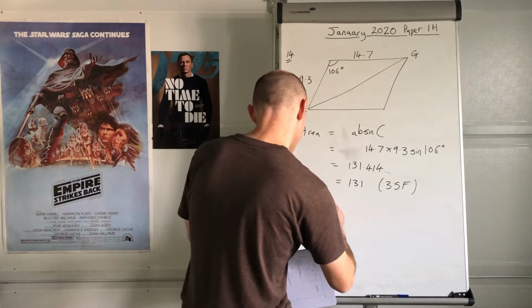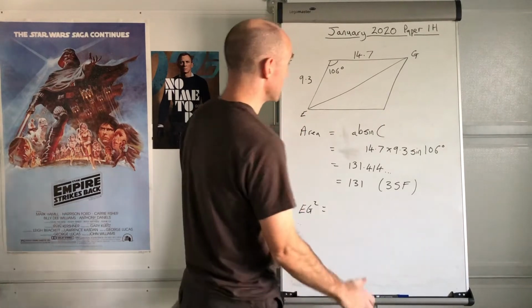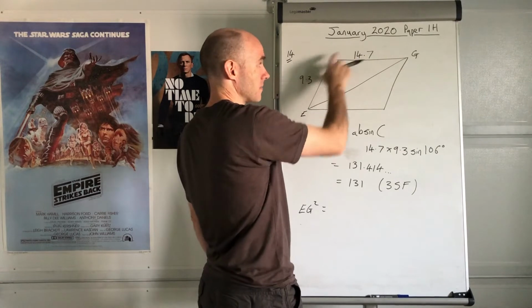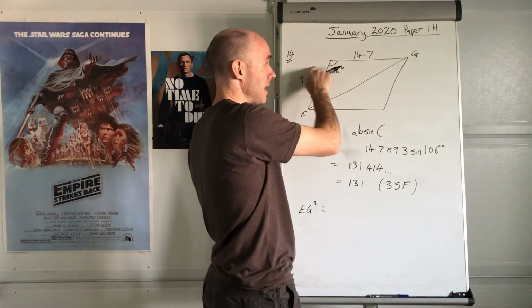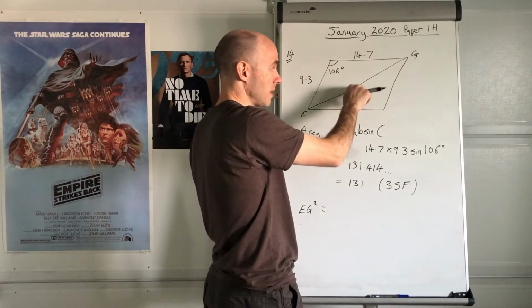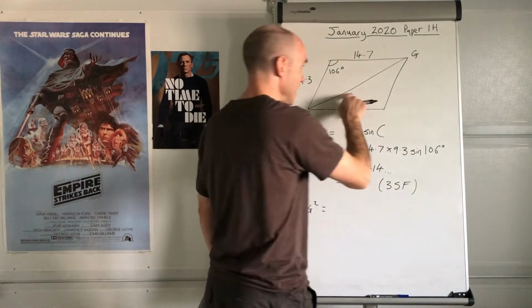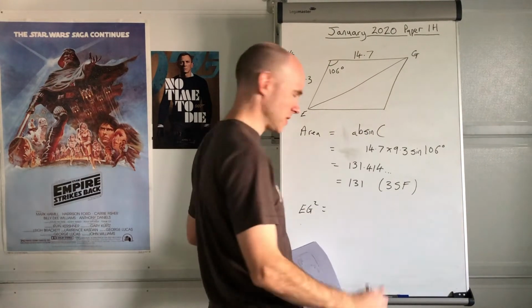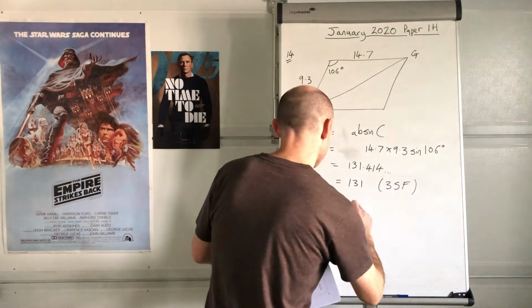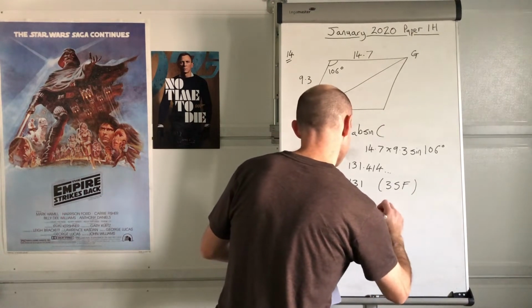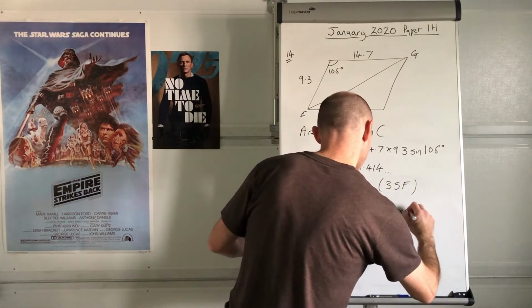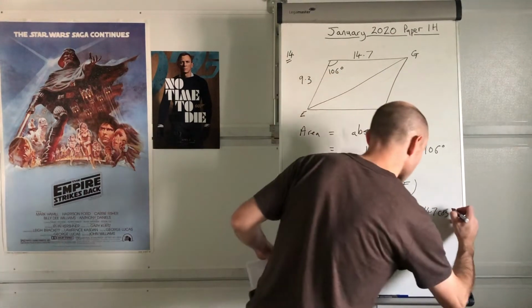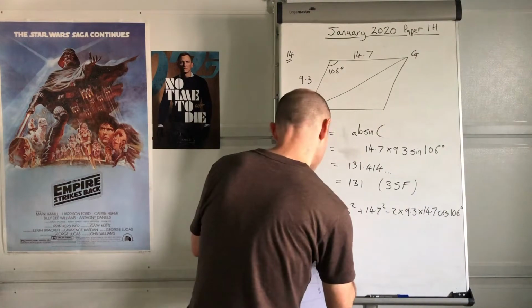The way the cosine rule works is you locate the angle you're using, then look at the two sides adjacent to it, and the one that's opposite it. That's where you start: EG squared equals this squared plus this squared. I'm not going to repeat the cosine rule formula, look it up on the formula sheet. So you've got 9.3 squared plus 14.7 squared, subtract 2 times 9.3 times 14.7, cosine 106 degrees.